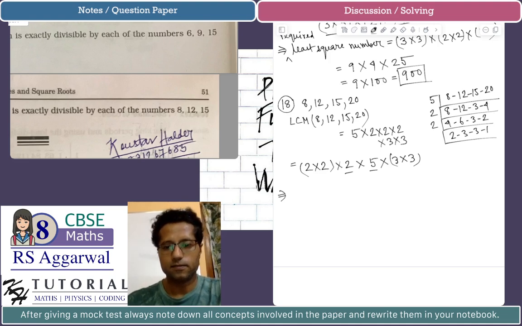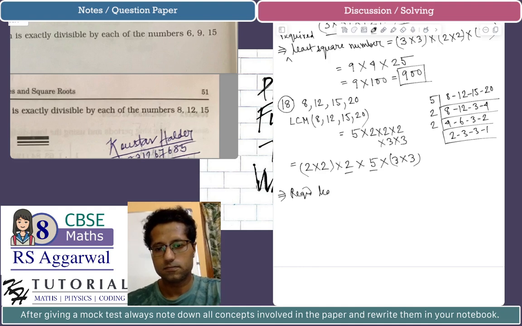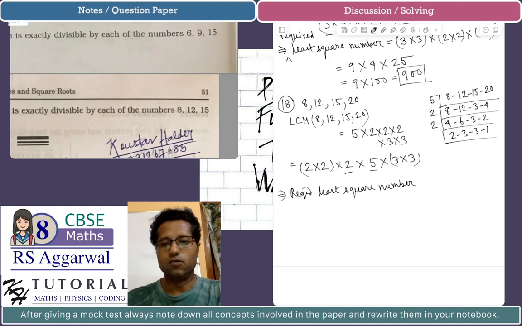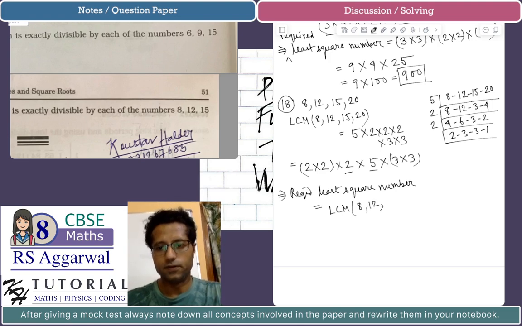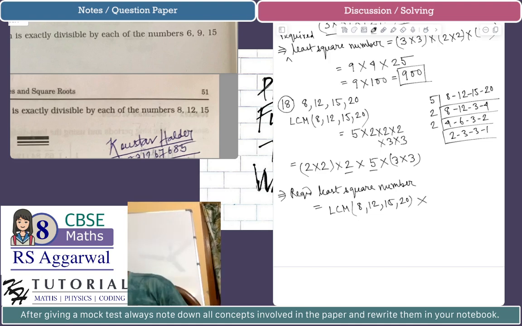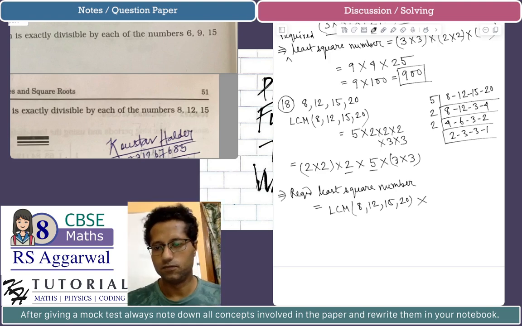So this implies the required least square number will be equal to the LCM, that is the LCM of 8, 12, 15, 20, multiplied by the product of all the prime factors that are not part of any pair. Which in this problem is 2 into 5.